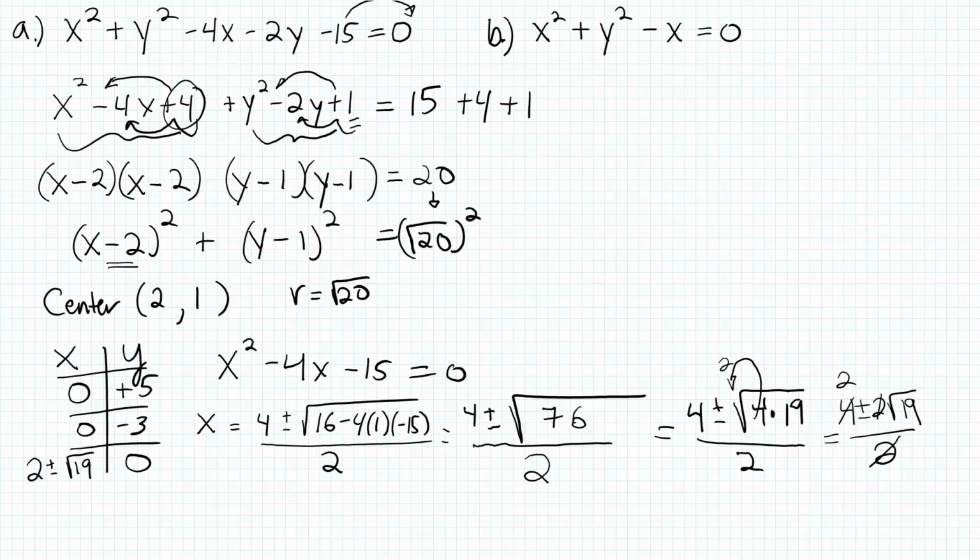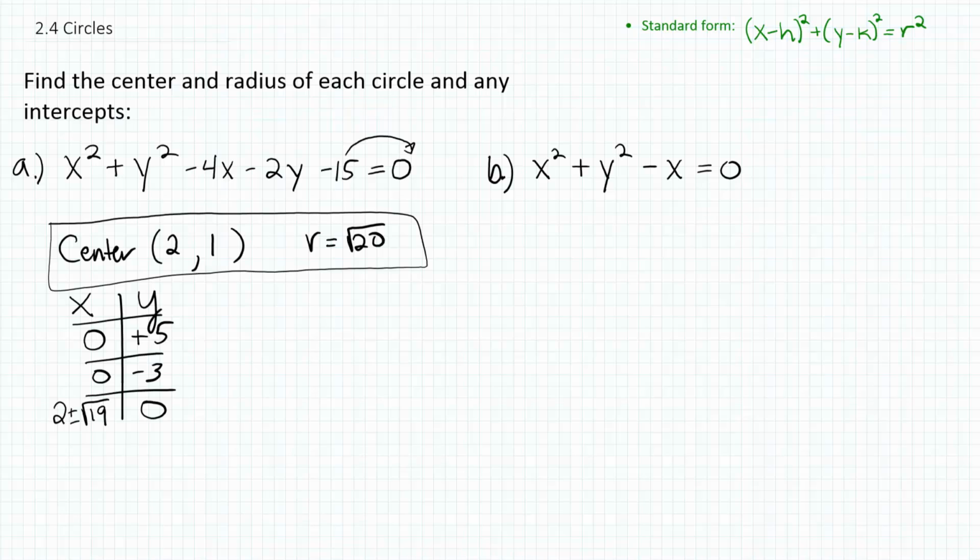All right, so those are your intercepts. You have your center, you have your radius, and that's the solution for example A. Let's do example B then. All right, for example B, we have a little simpler equation, but sometimes simpler equations can actually be harder to work with. All right, so let's start by trying to write it into standard form.